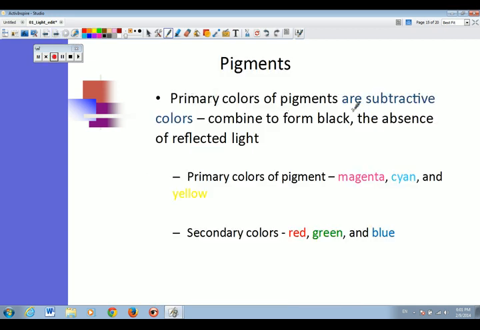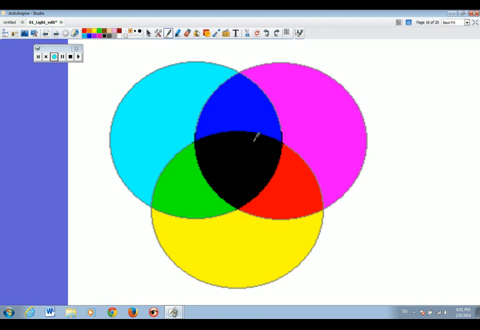And here they are. Pigments are subtractive. They combine to form black. The primary colors of pigment are magenta, cyan, and yellow. The secondary colors are your old red, green, and blue. It's just the opposite of light. You have to keep these in mind at all times. So pigments work a little bit differently. There's your cyan, there's your yellow, there's your magenta. That'll give you your red, your green, and your blue, and then the black if all of them are mixed.